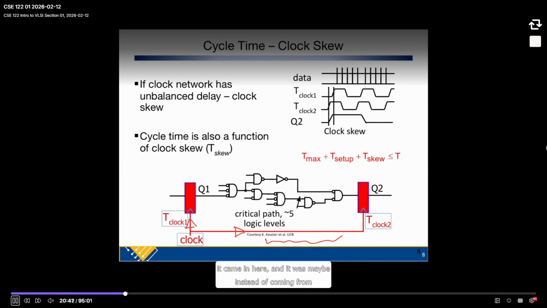Now, if we had negative skew, let's say it came in here, and instead of coming from the left, just pictorially, the clock came in here, and it went to this one first, and then had to go over here.